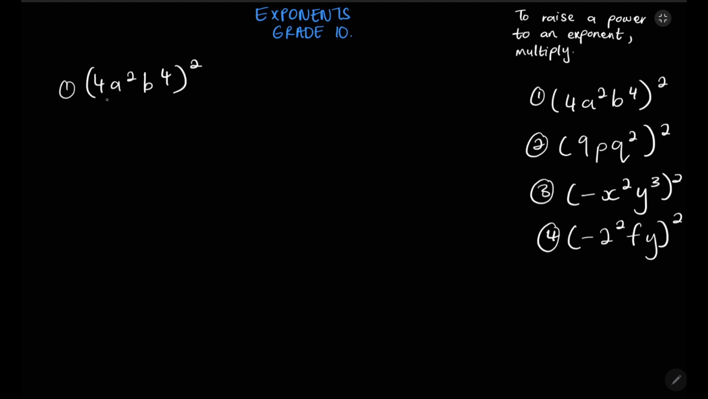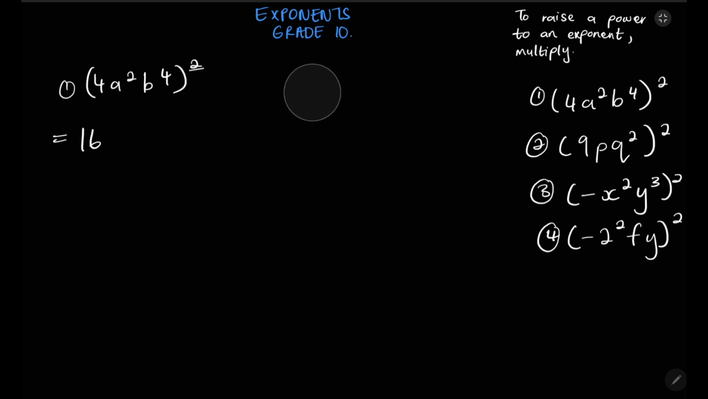Let's try, in a bracket we have 4a squared b to the power 4 raised to the power 2. We start with our values or the coefficient. So this will be 4. We have a 2 outside. So this is basically 4 to the power 1. So we write down our base, which is 4. Then 1 times 2. Our answer is 4 to the power 2. 4 squared is 16. So we write down our 16 here.